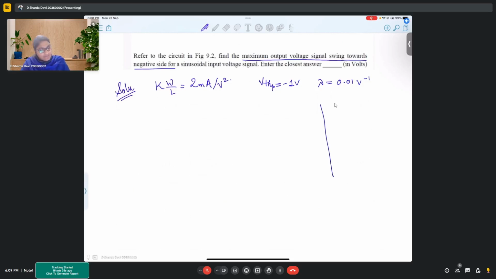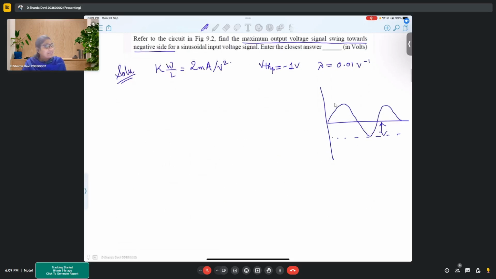So basically we know that there is a swing across your output. You have to tell this value. This is what is asked, this particular value. This is the swing on negative side, right?